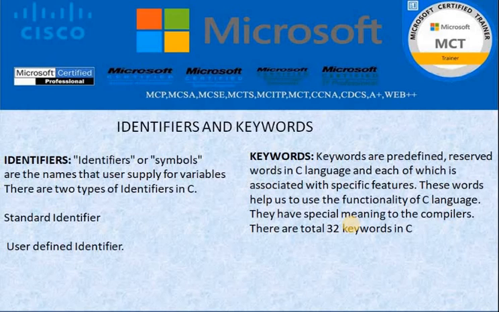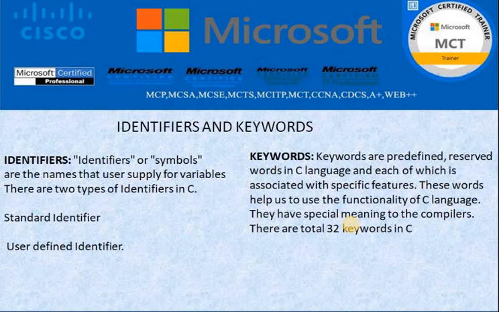And we have another 2 things over here, identifiers and keywords. You need to understand this as well. Identifiers, sometimes we call them symbols also. These are the names that are used to supply for variables. There are 2 types of identifiers in C: standard identifier and user-defined identifier. These are the things we are going to cover slowly in upcoming videos when we start practically writing a program. Another one we have already discussed in a shortcut way, that is the keywords. So keywords are predefined. These are predefined words.